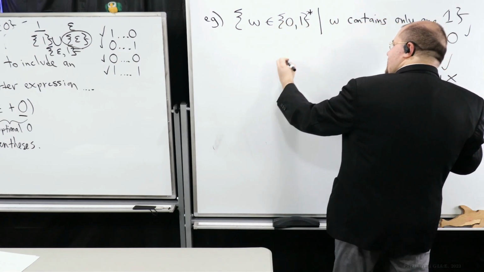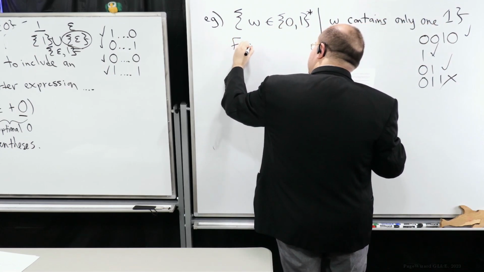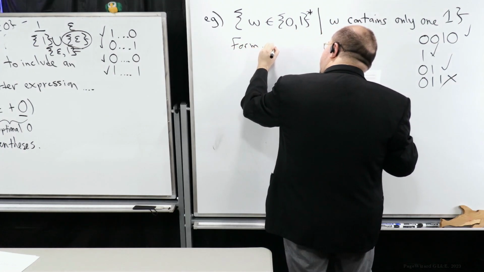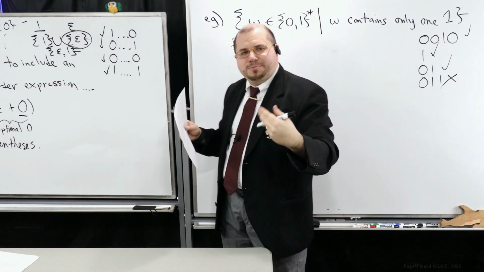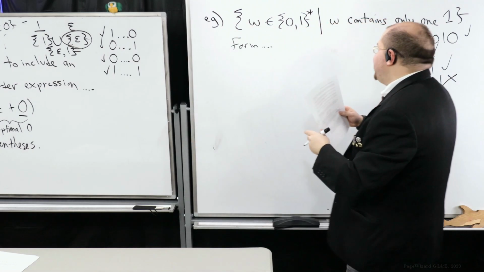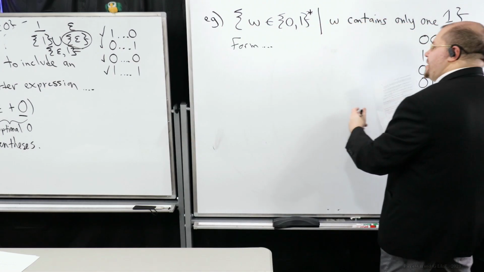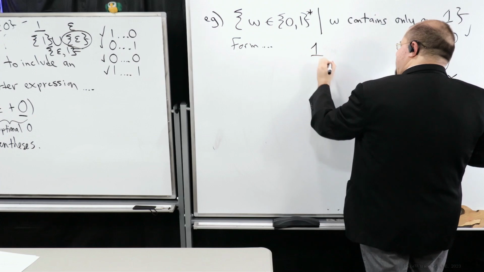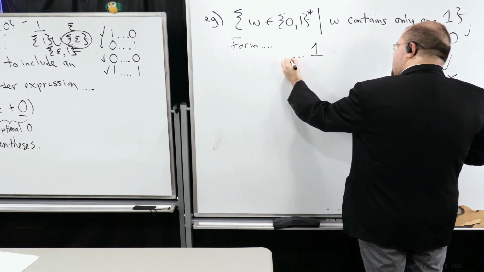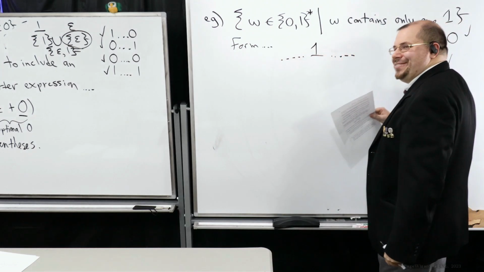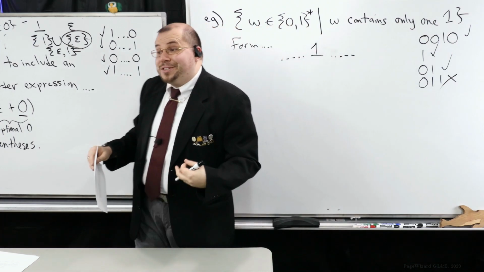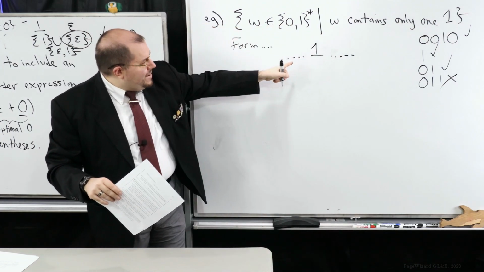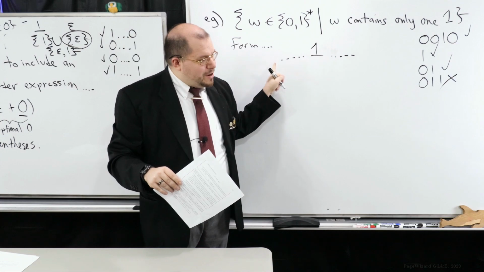Well, it would look something like this. The form of it, and this is something you might get used to doing when thinking about regular expressions, is: okay, it has to contain a 1. So you know the string looks like this. It's got a 1 in it, and there's other stuff. But what's the other stuff? What would be right here? And what could be right here? What could be over here?